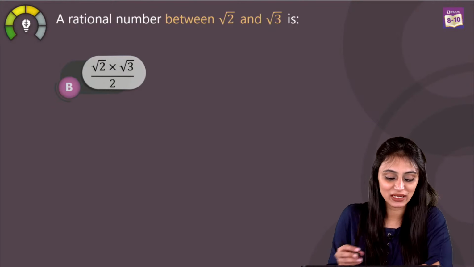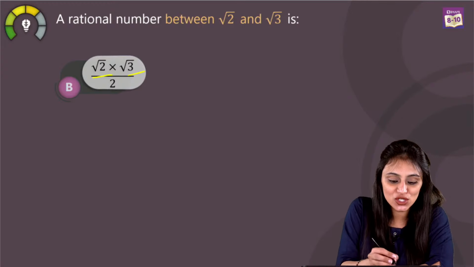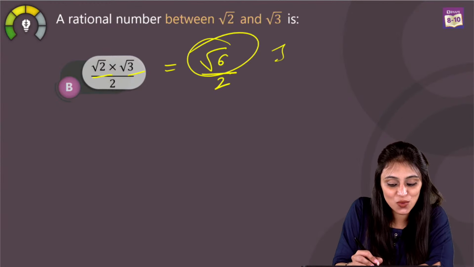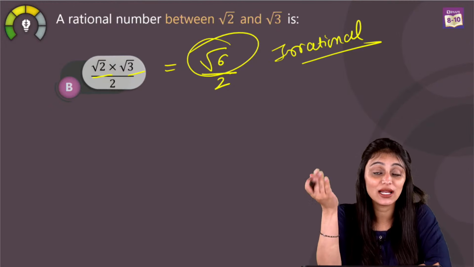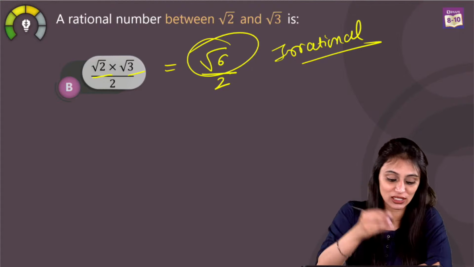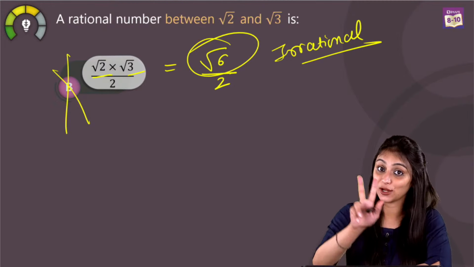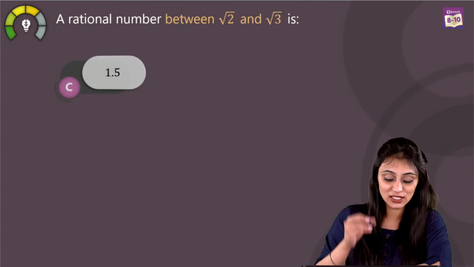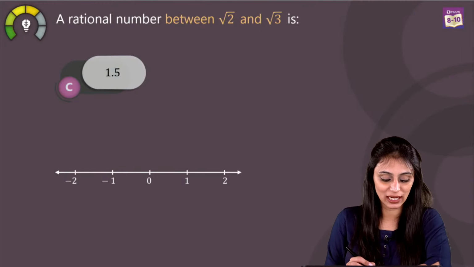Let's take a look at option B. That's root 2 times root 3, which is what? It's actually root 6 by 2. Again, the numerator is what? That's irrational. Division of an irrational and a rational number will always be irrational. So this also can't be our answer. Now we are left with two options. Option C, that's 1.5. Now let's first plot root 2 and root 3 on a number line.